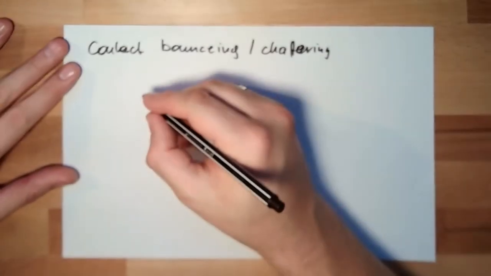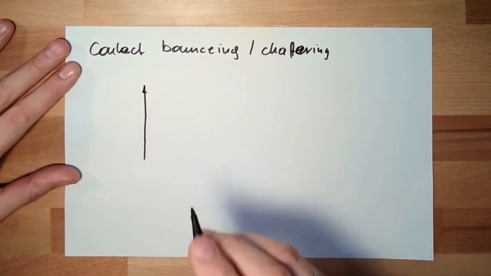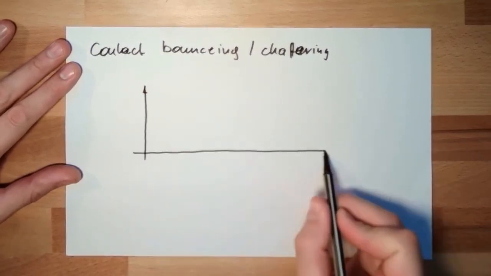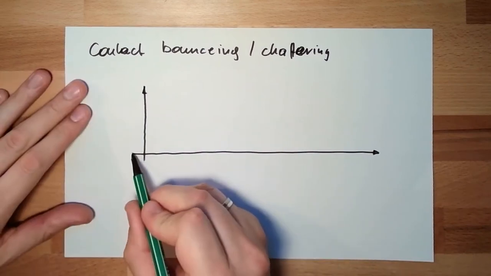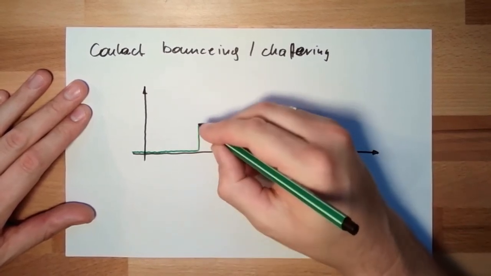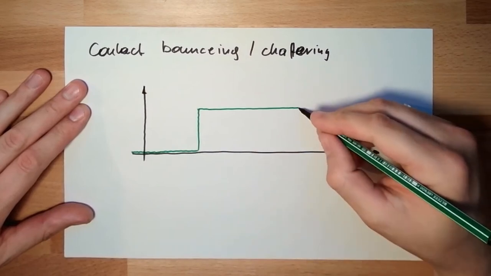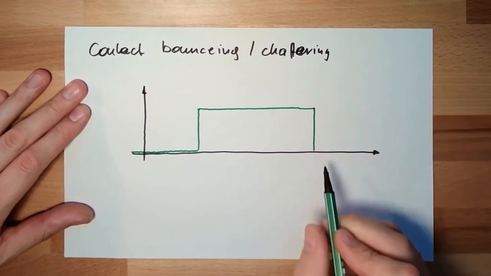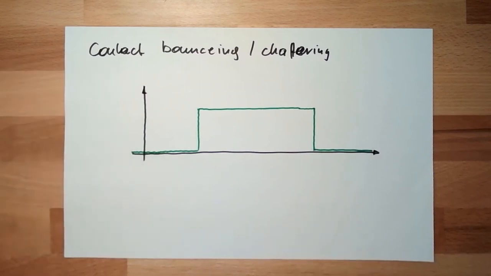How does it look? If we take a look, we would expect something that if it's open and closed, it looks like this. Open, chuck, closed, and at some point later in time, chuck. This is how we would expect it.